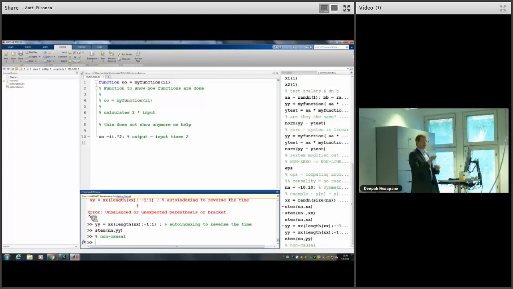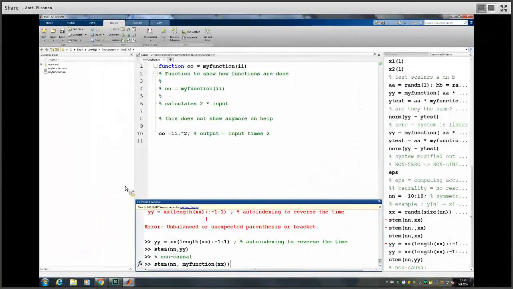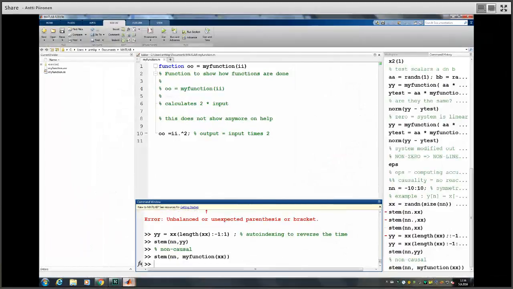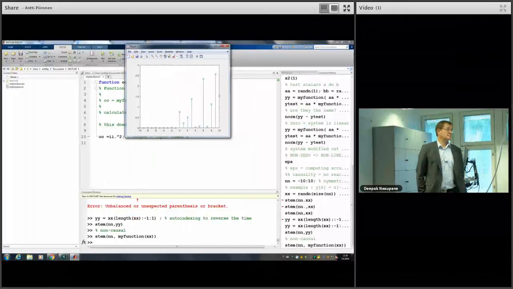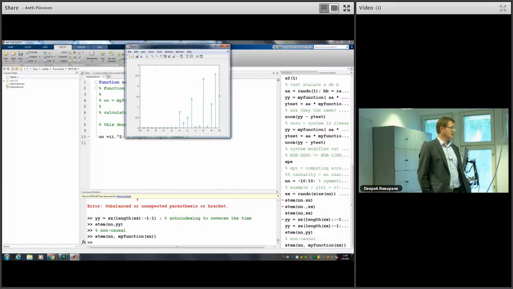However, we can also test my function. Let's see my function. Just stemming nn my function. Oops. My function with the test vector of x. Okay, there are no non-zero digits on the left-hand side. So this system is causal. It's non-linear, but causal.